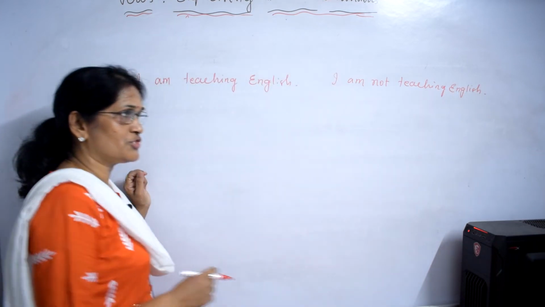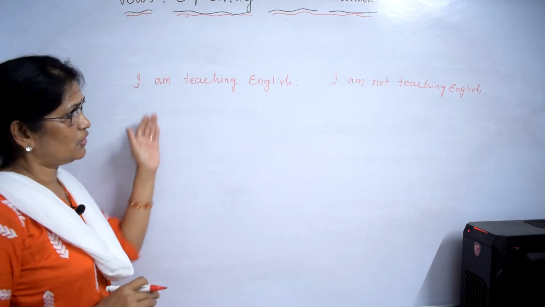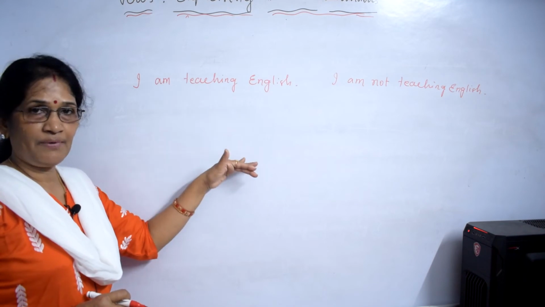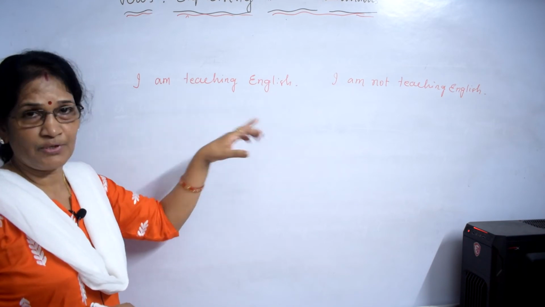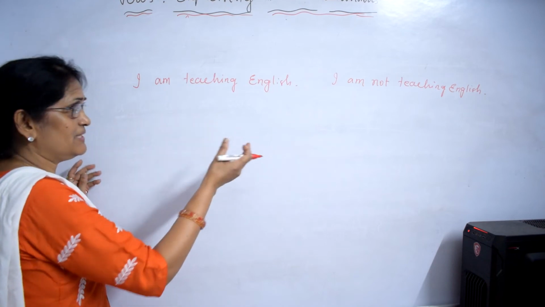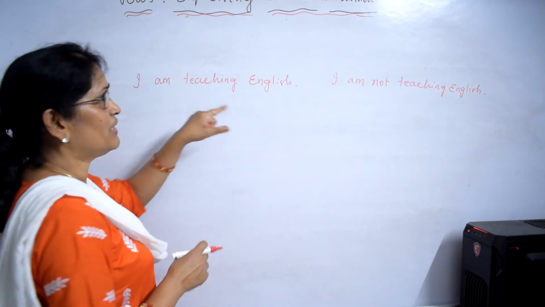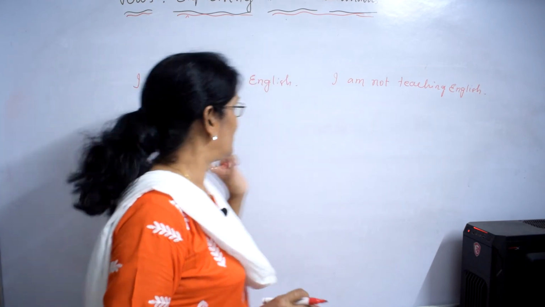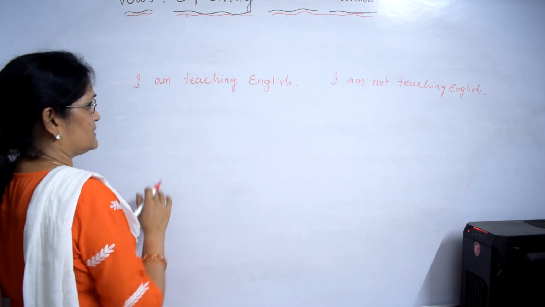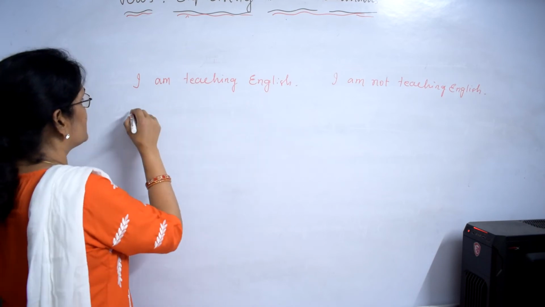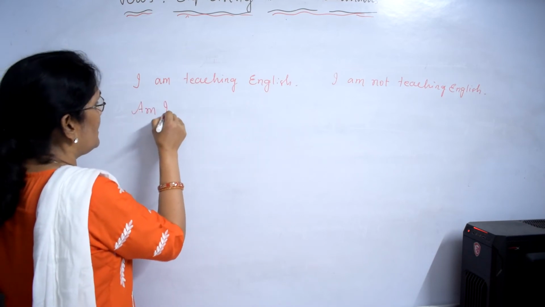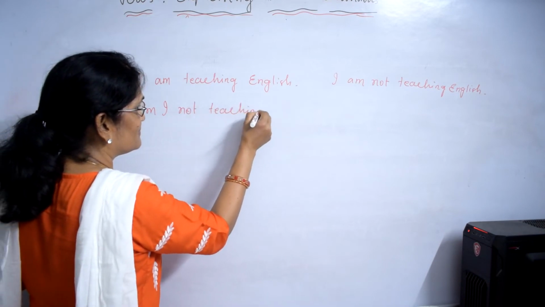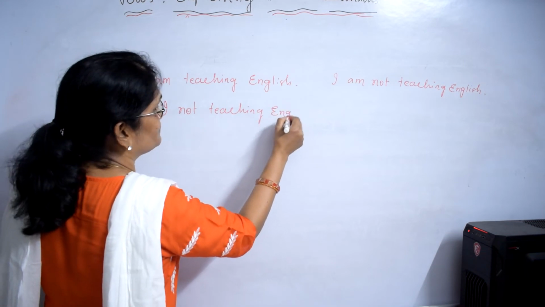If you remember the structure, it will be very easy for you. No need to change the sentence into negative. You can change directly from the affirmative sentence into negative interrogative. Again I am telling you the easy method: if someone cannot change, he or she should follow the trick. I am teaching English. What I told? You can change directly. Am I not teaching English? It is the answer.